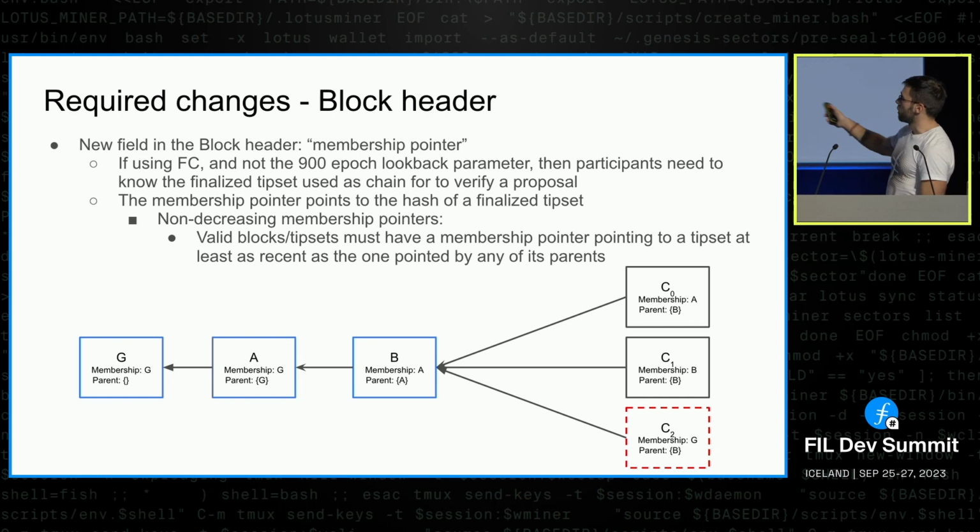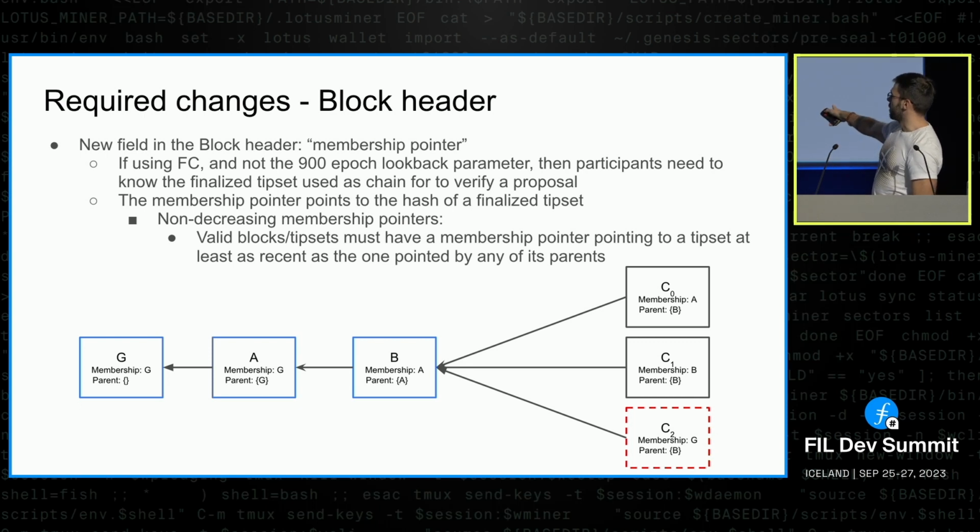And I'm going to explain that in a minute. The way we call this pointer is the membership pointer. And in order to explain what is a valid membership pointer and what is not, I have 3 examples here. So basically, the proposer of a block needs to refer to a membership pointer. It needs to have a membership pointer at least as recent as any of its parents.